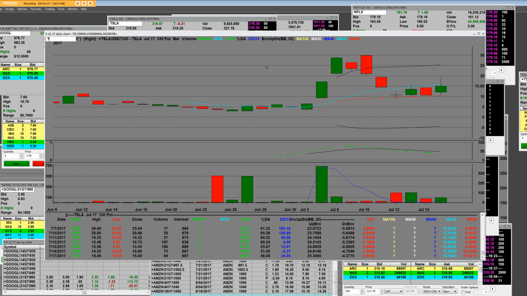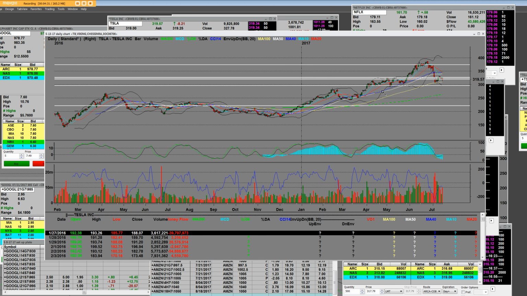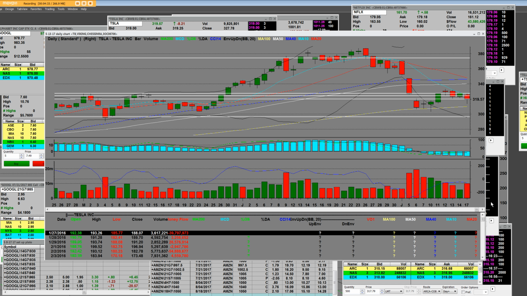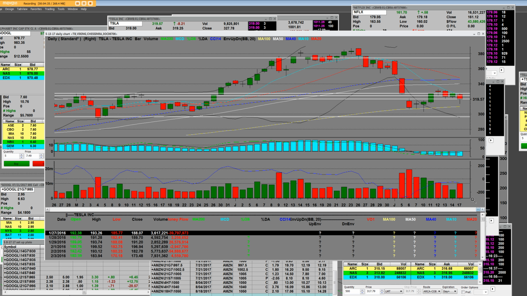So we'll go ahead and do this. TSLA. There you go. This is the chart. It's at a critical level. That yellow line is the 100-day simple moving average. If we break that support, we go a lot lower on Tesla.